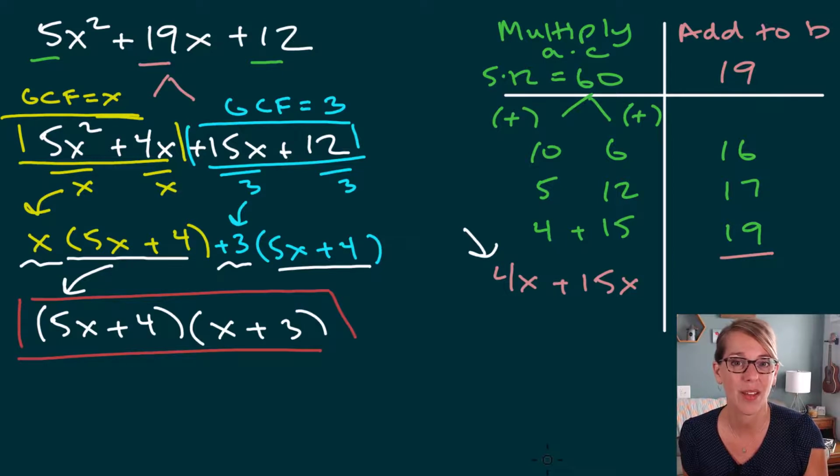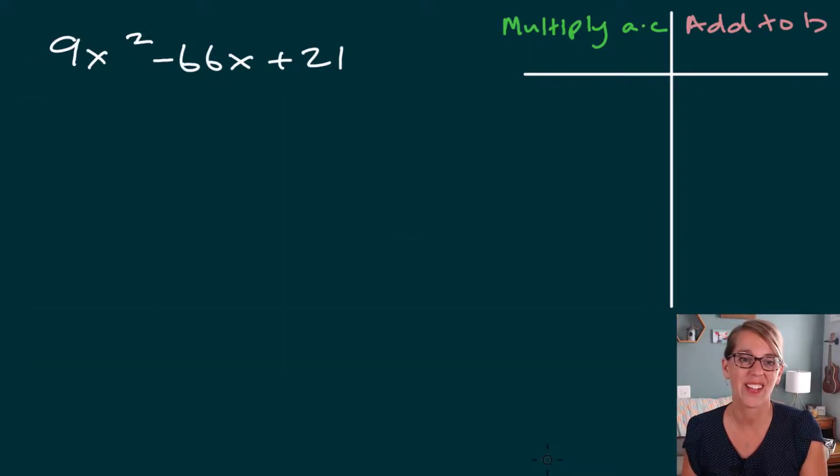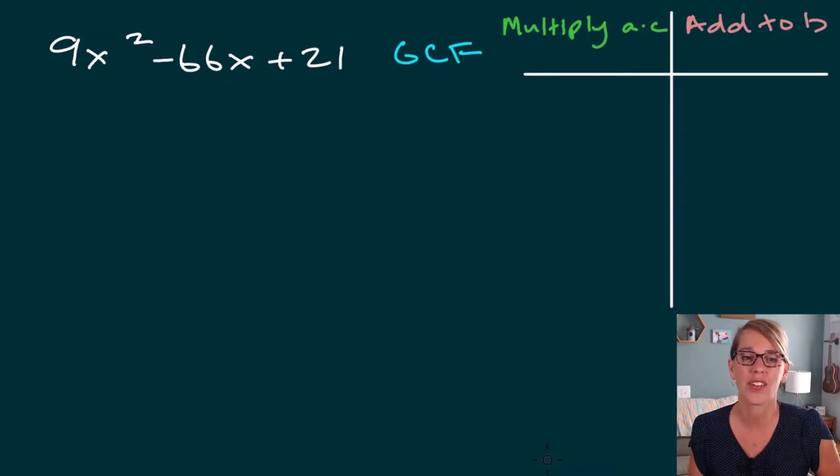Here comes another example. So our next one, 9x squared minus 66x plus 21. These are kind of larger coefficients. The very first thing I always want to be thinking about, and it didn't apply to the last few, is a greatest common factor. Does anything divide into all 3 of these? And there is a greatest common factor. Into the 9, the 66, and the 21, I can divide a 3. This is going to simplify things a lot for me.